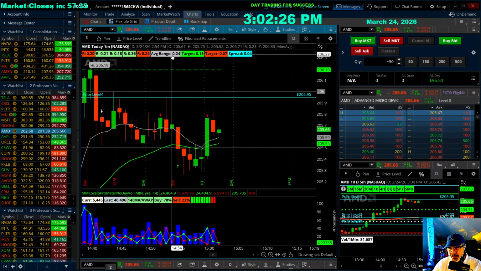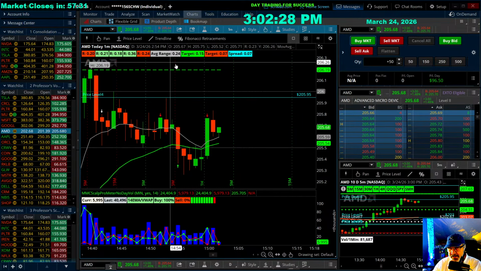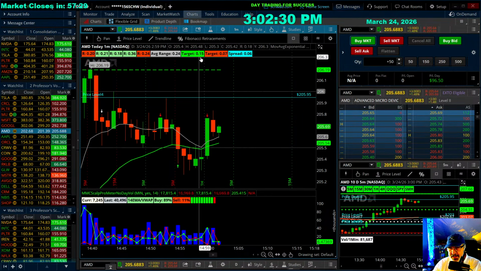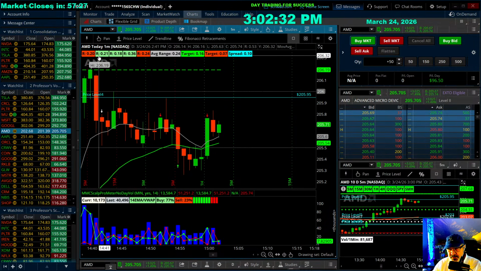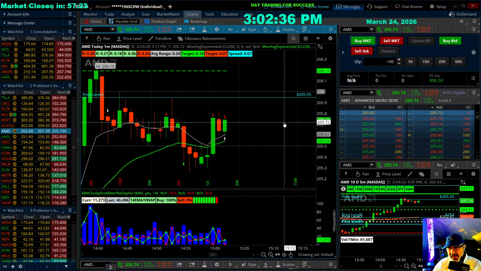It says average range is like going up, down, up and down, up and down. And this is saying which way. And this is smoothed out, so it's not just a what did that candle do kind of thing.